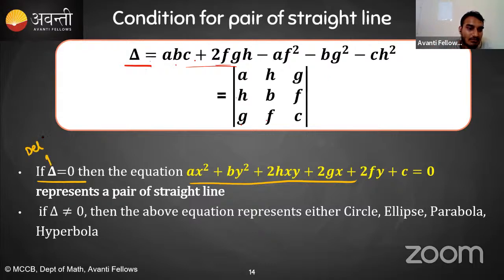Let's call this the delta term. What is delta? abc plus 2fgh minus af square minus bg square minus ch square. It should be 0. So students, you can now easily tell: if a general equation of degree 2 is given, you can find a, b, c, f, g, h, and then just find the delta. If delta is 0, then it is a pair of straight lines. If delta is not 0, then it is not a pair of straight lines. Simple. Is this clear, students?